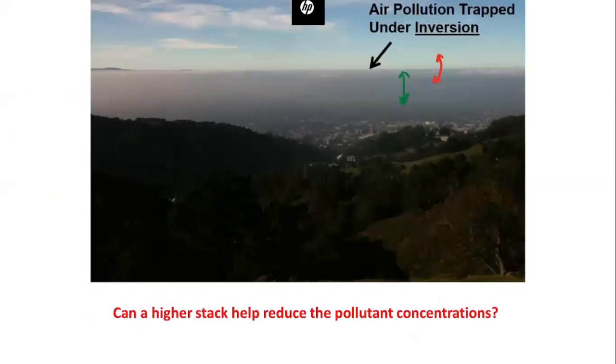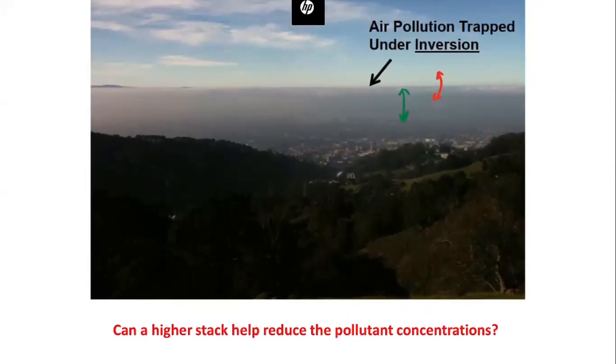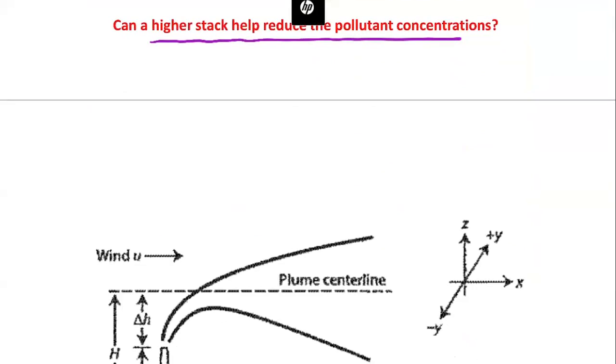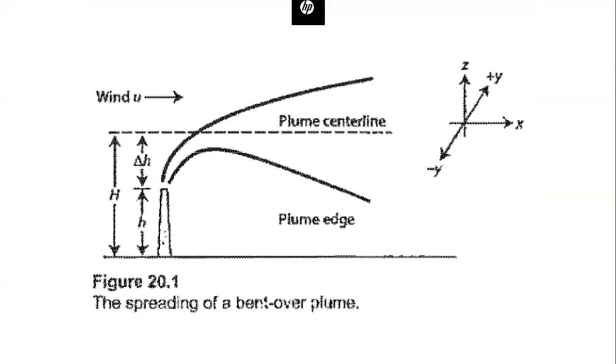So now if I ask you a question, can we build a higher stack to reduce the air pollutant concentration? The answer should be yes, right? Because we mentioned that the inversion layer is just a few hundred meters. So if we have a stack that's higher than this few hundred meters, then we can release all of these pollutants, or basically get them transported more efficiently. So that's why it involves the design of the stack.